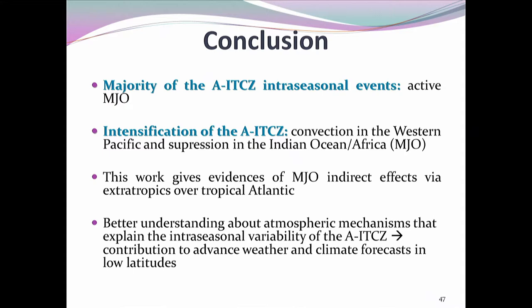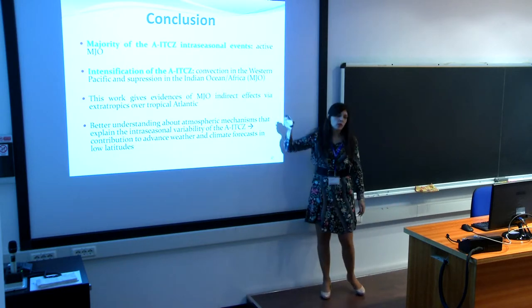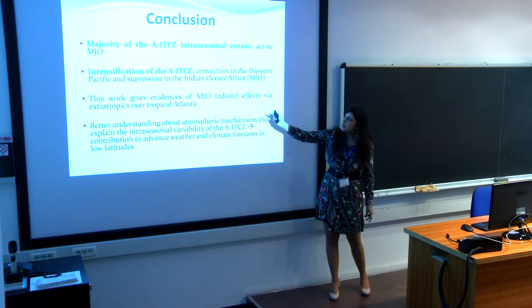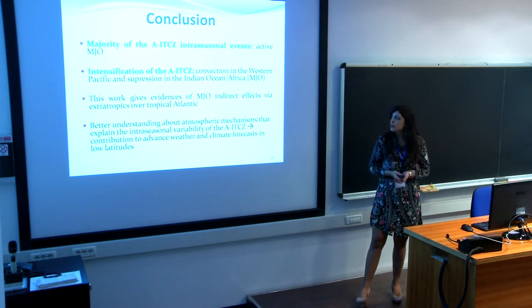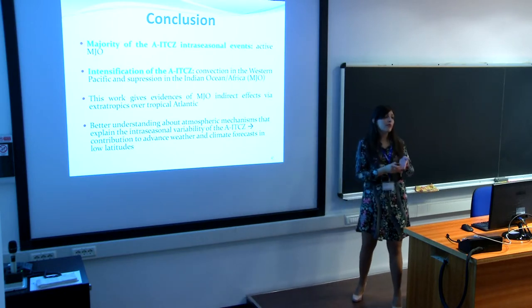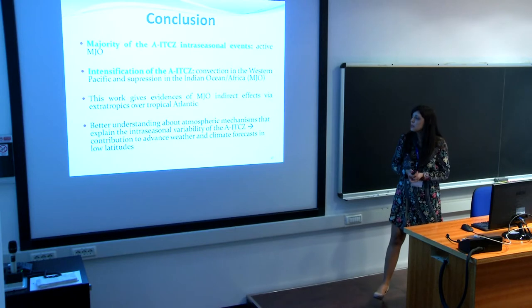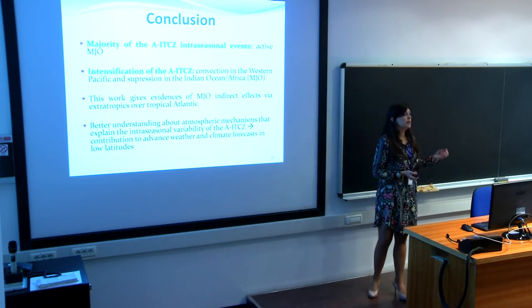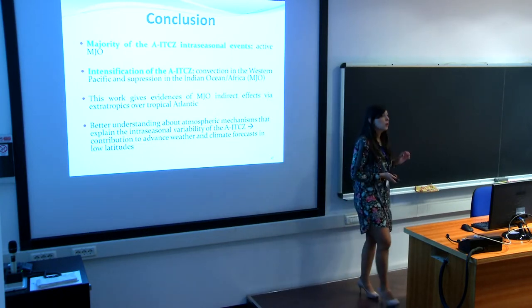The intensification of the AITCZ occurs when the convection is in the Western Pacific and suppression is in the Indian Ocean and Africa. This is the phase of the MJO I'm presenting here. This work gives evidence of MJO indirect effects via extratropics over the tropical Atlantic. This work evidences that we have some extratropical forcing that forces tropical convection. And this can help better understanding of the atmospheric mechanisms that explain the intra-seasonal variability in the tropical Atlantic. And this is a contribution to advancing weather and climate forecasting for low latitudes.